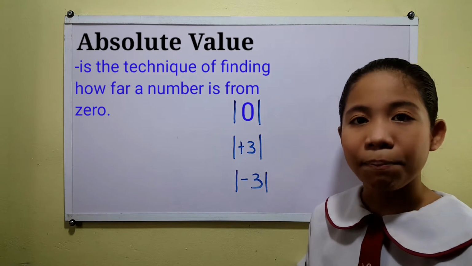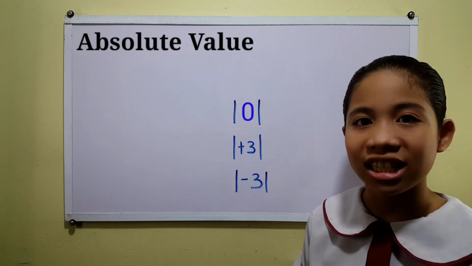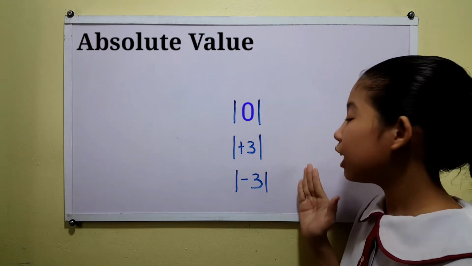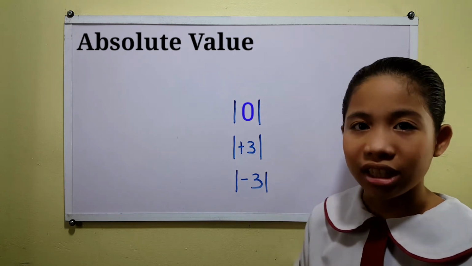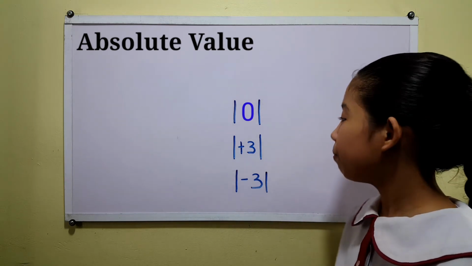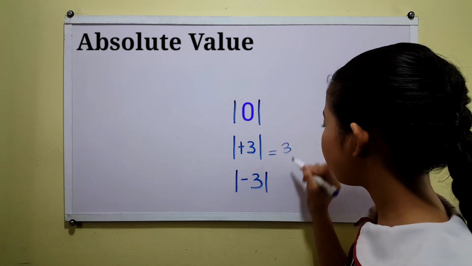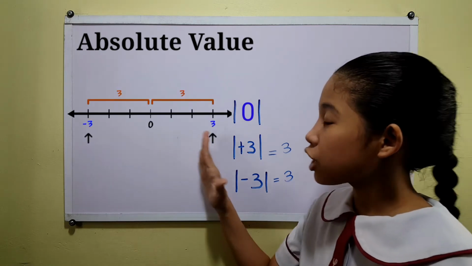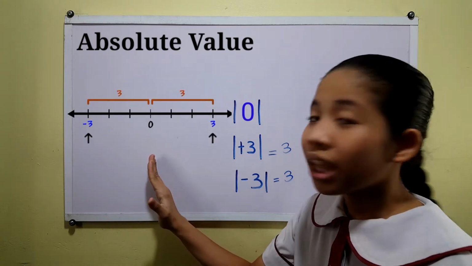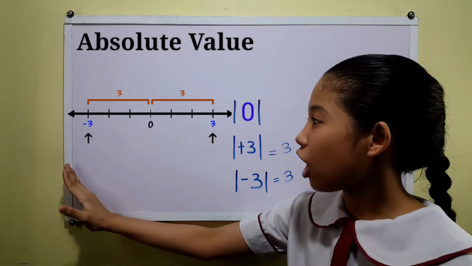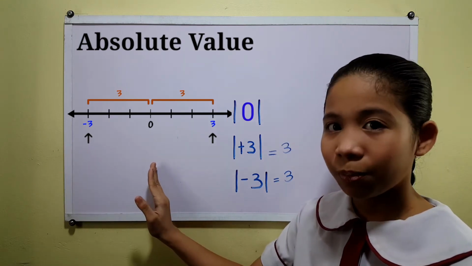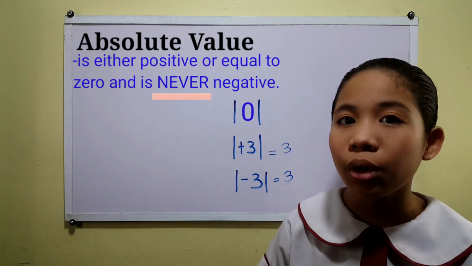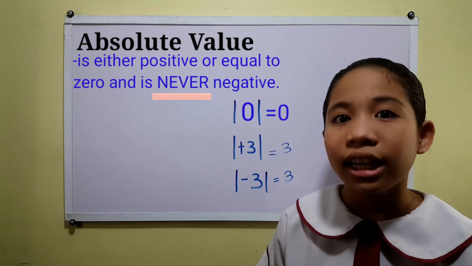Take note that positive and negative integers take the same value. So if we have absolute value of positive 3 and absolute value of negative 3, they have the same value, which is 3. Because positive 3 is 3 units away from 0 and negative 3 is also 3 units away from 0. Take note that the absolute value is either positive or equal to 0, and it is never negative.